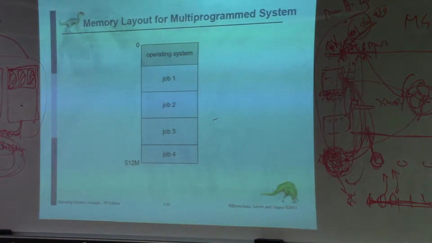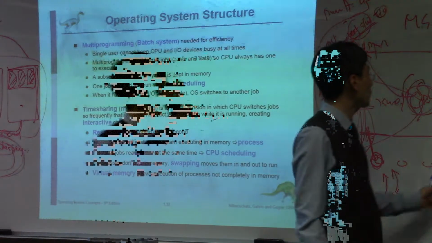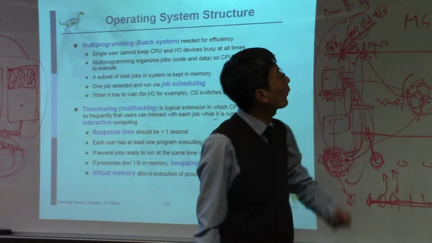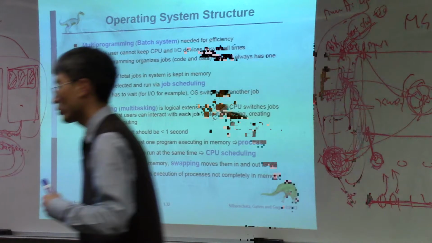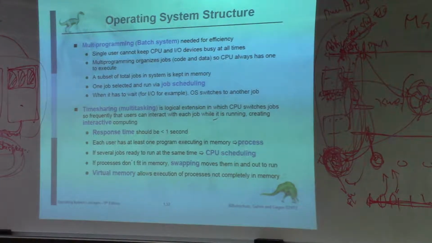We can also do job scheduling. If we have only one CPU and a single-program operating system, we need to schedule job by job, process by process. That was the problem actually.